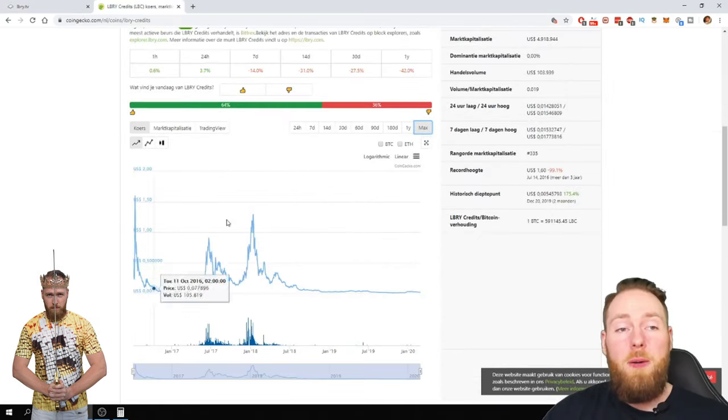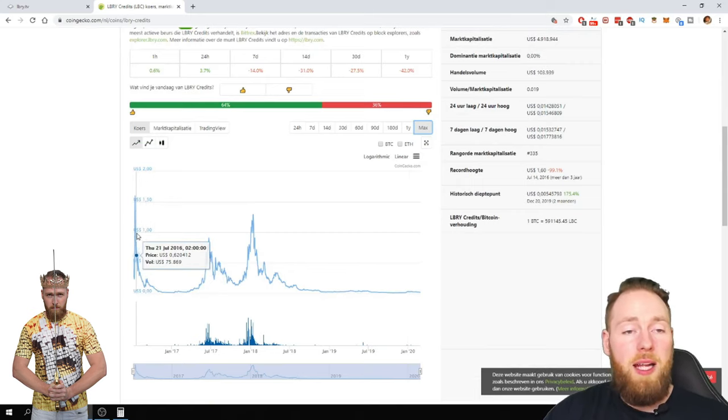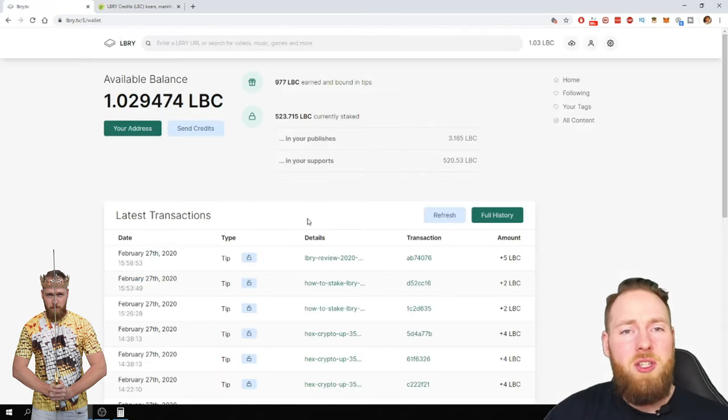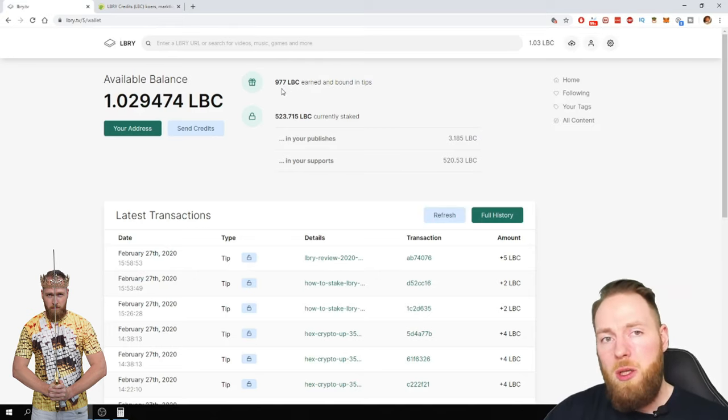If we go to the beginning of LBC, look at the price here, guys. Above $1. 82 cents. Above $1. So imagine the 977 LBC I already received in tips, if it goes to $1, that's $1,000.